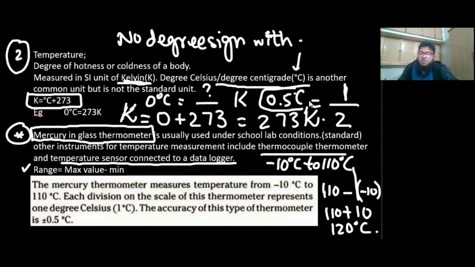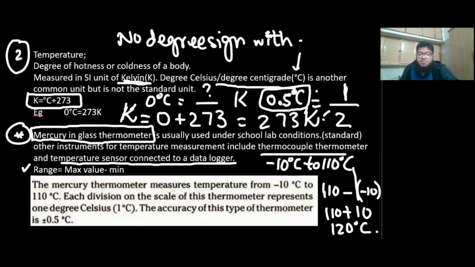This isn't that important for your theory papers, but it is very, very important for your ATP or practical papers. In the ATP papers, or the practical papers, they do ask you to calculate the accuracy of the thermometer. So this is how you're going to calculate it. You just take the least count of that thermometer and divide it by 2, so you get the accuracy, which is plus minus 0.5 degrees Celsius.